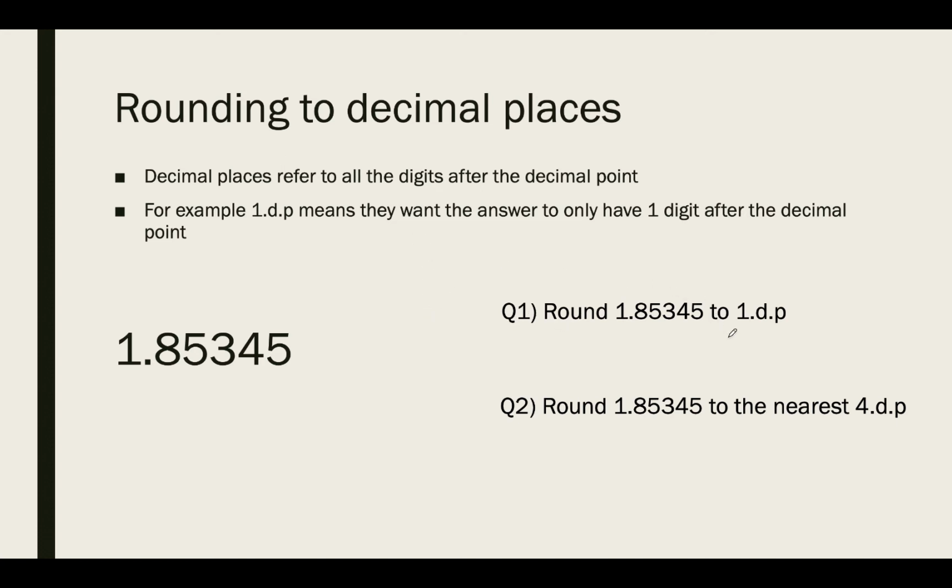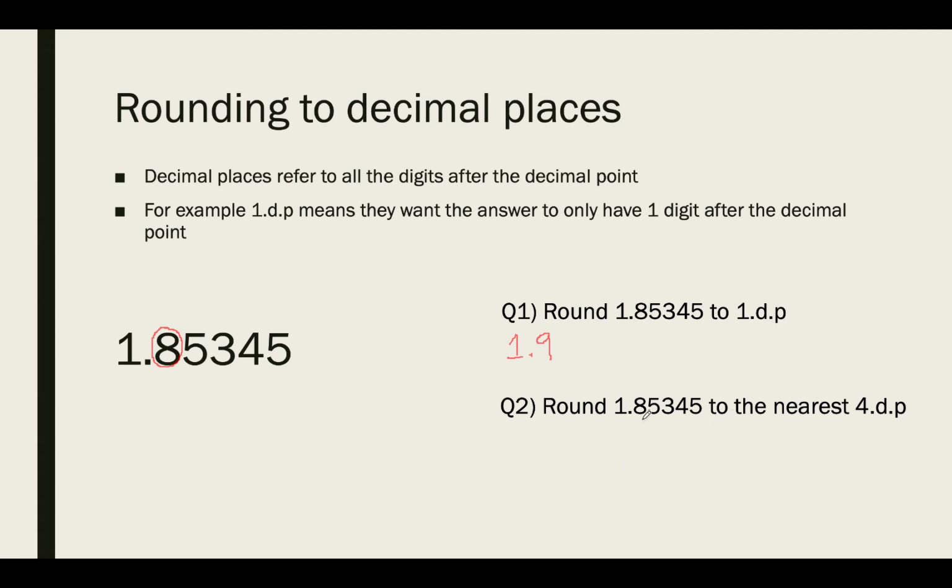So, round this number, 1.85345, to 1 decimal point. So we identify our first decimal point, it's here. And then the number to the right is the decider. So we know it's going to be 1 point, and then do we add 1 or do we keep this number the same? Well, 5 is actually greater than or equal to 5, so we have to add 1 to 8, which will make it 1.9. So our answer for the first question is 1.9.